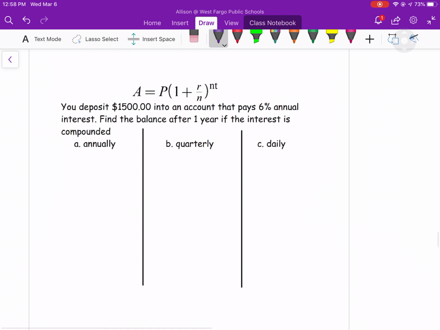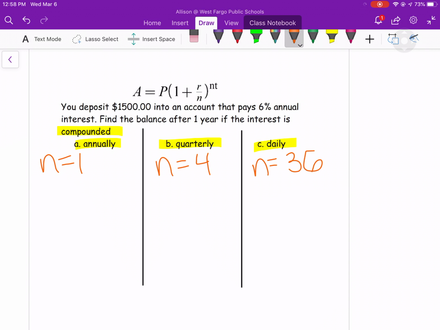So let's try a couple. You deposited $1,500 into an account that pays 6% annual interest. Find the balance after 1 year if it's compounded annually, quarterly, or daily. The thing that's changing here is how it's compounded. If it's compounded annually, N is going to equal 1. If it's compounded quarterly, that's 4 quarters in a year, so N equals 4. If it's compounded daily, N would equal 365. The rest stays the same for each equation.